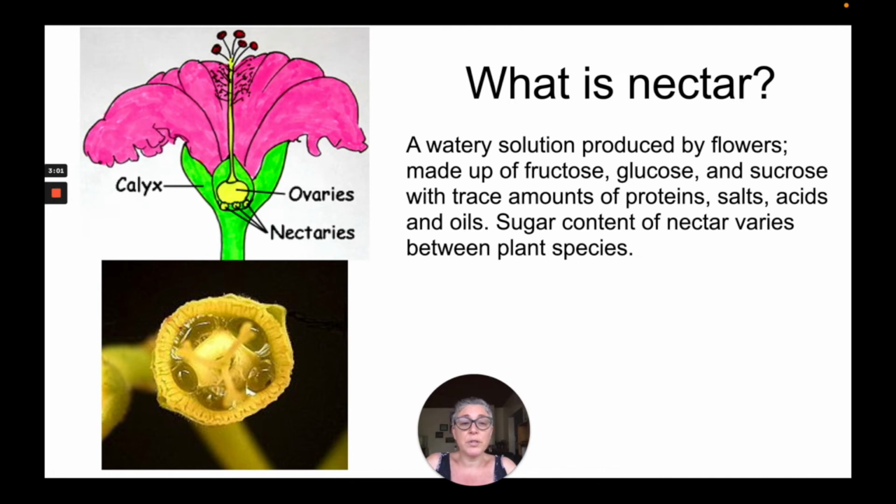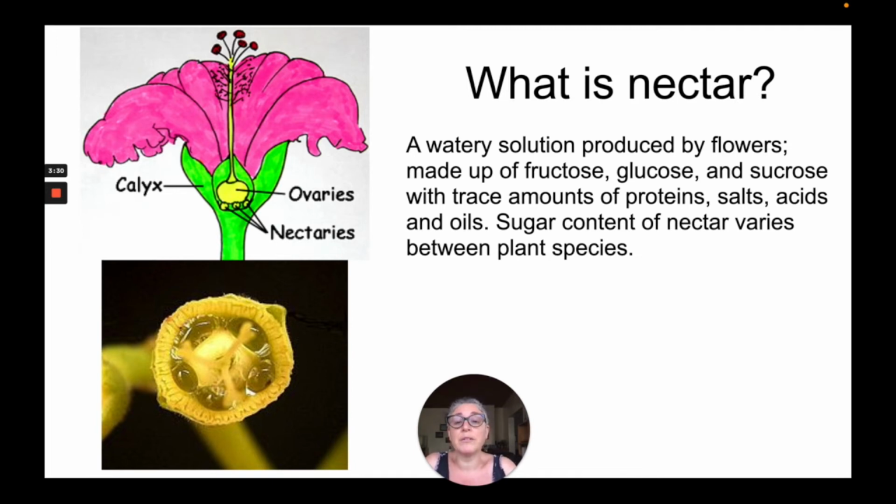It's made up of fructose, glucose, and sucrose with some trace amounts of some other components like proteins and salts and acids and oils. Basically, the sugar content, or the glucose and sucrose and fructose of a particular species of plant will vary from species to species.